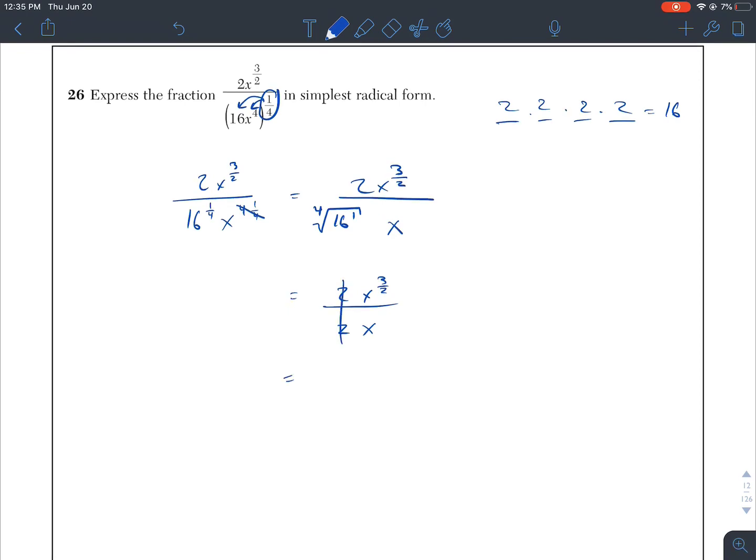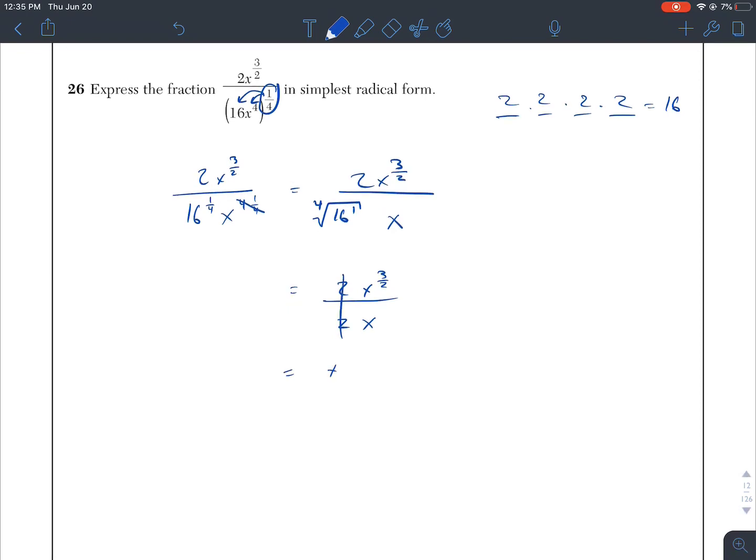2 and 2 cancel out. Now we have x to the 3 halves divided by x to the 1st. And we can just subtract these. So when we divide exponents, we subtract, and that gives us, with the common denominator, 2 over 2, x to the 1/2. But it wants it in simplest radical form, so we have to make sure to convert it back to a square root. So this will be x to the 1st power, square rooted. So all of that crazy stuff was just the square root of x.